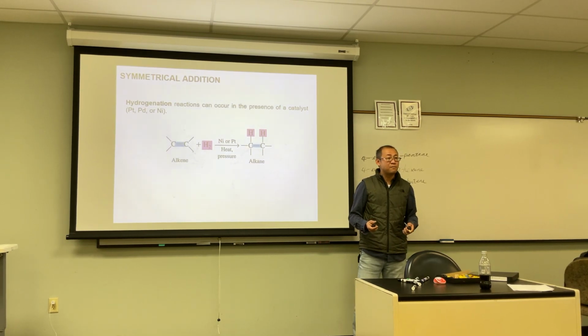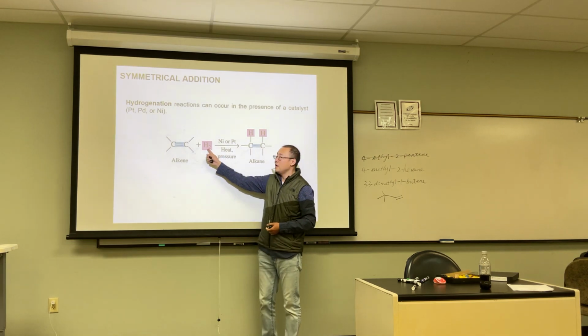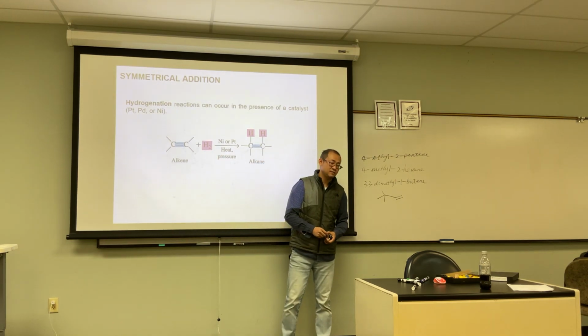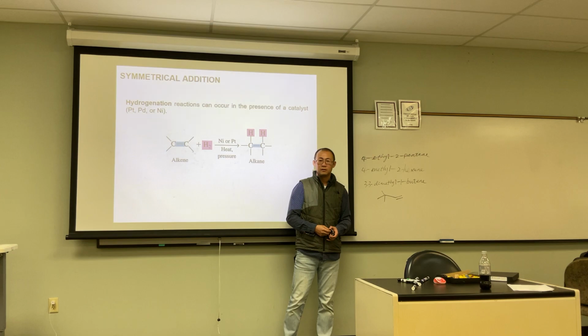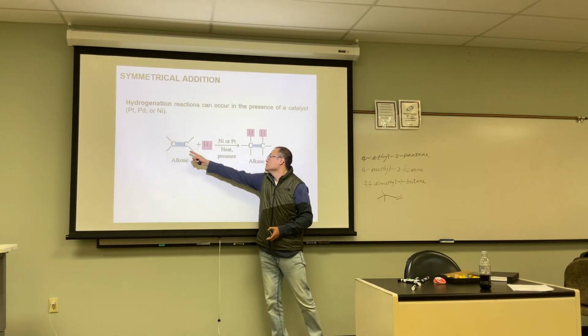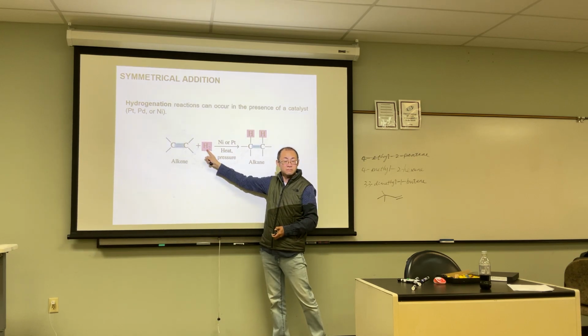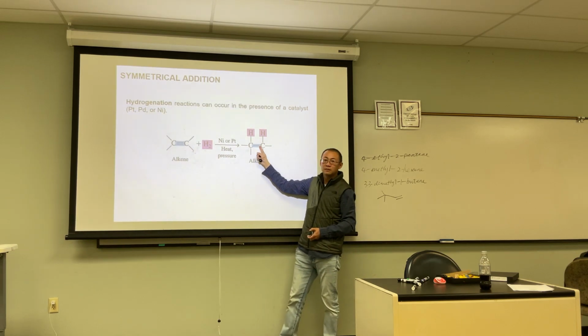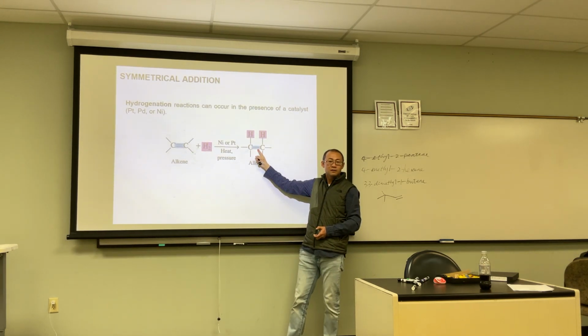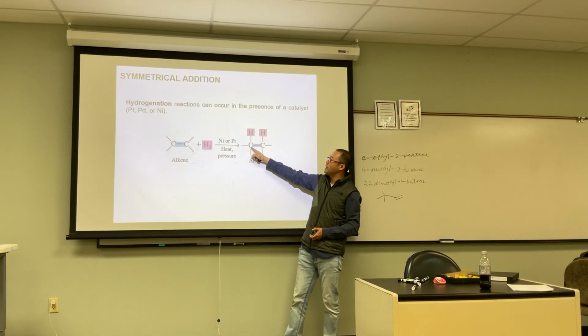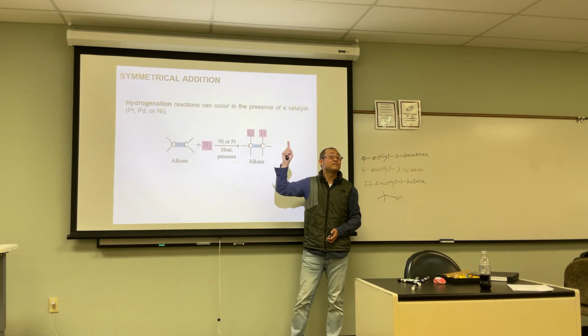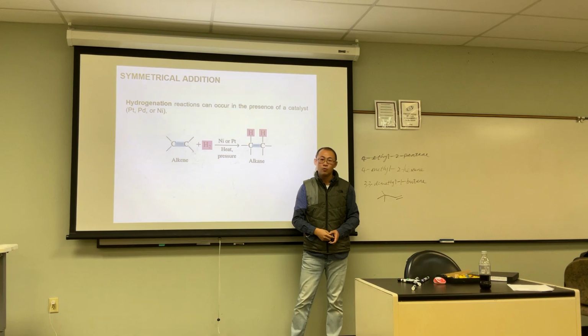Where do the hydrogen atoms come from? From this guy, H2, hydrogen gas. When you react an alkene with hydrogen gas, take a look. The double bond becomes what? A single bond. And then you add a hydrogen on what? Carbon, each one of these two carbons. We call that hydrogenation.